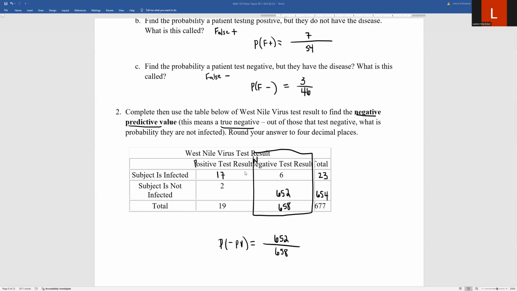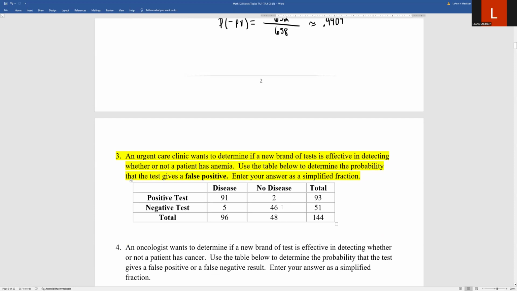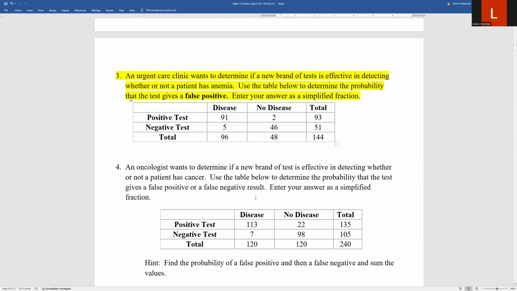So 652 divided by 658, we want to get that to 4 decimal places. So this is going to be 0.9909 if we round. So almost 99%, essentially 99% accuracy if we were talking about it as a percentage. But they just wanted it in decimal form. Okay. So I'm skipping over this next one. You will be trying this one on your Kahoot when you're finished watching the video.